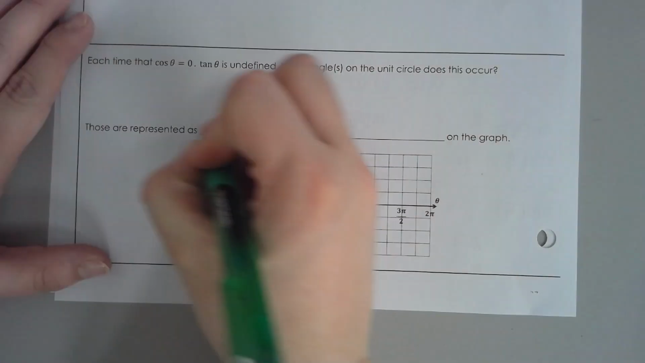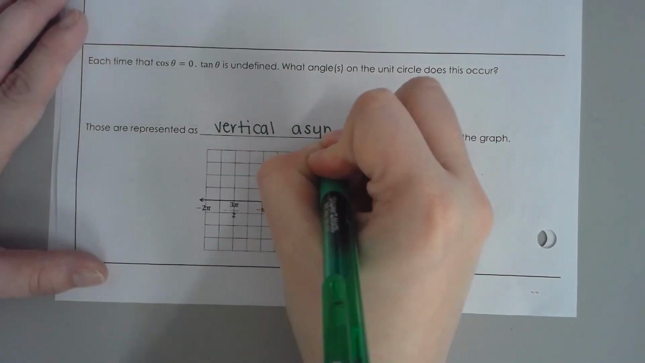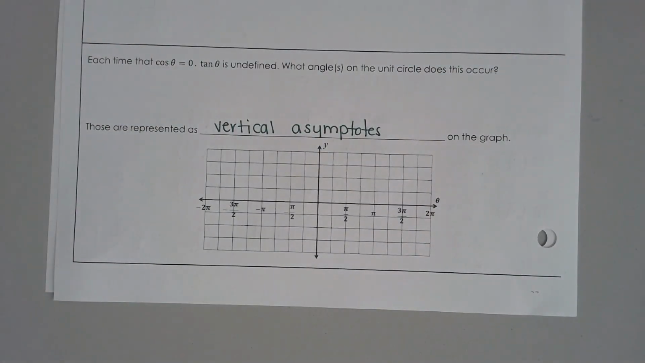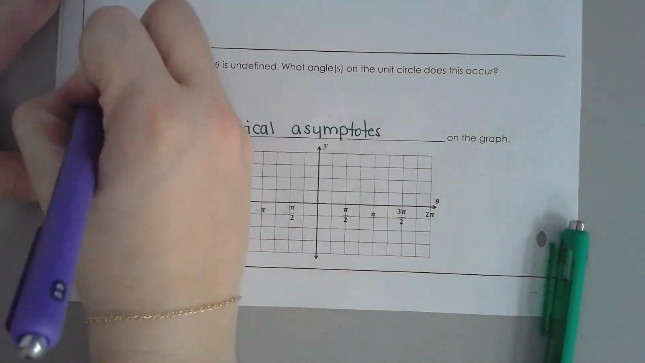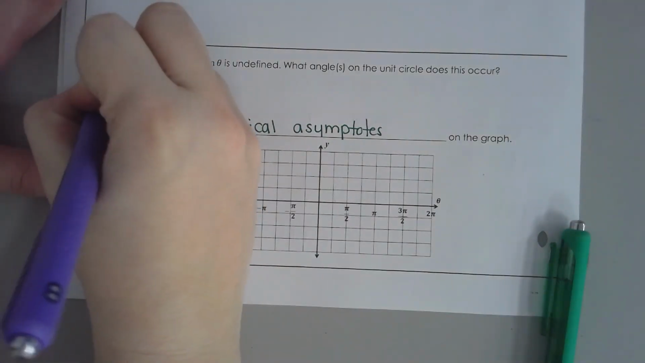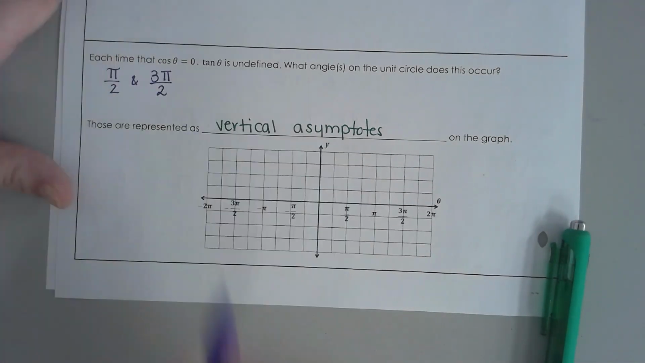So let's go ahead and fill that in here. Vertical asymptotes. And so we know with just normal tangent, that's going to happen at the angle that's straight up or the angle that's straight down. So what are those 2 radian measures? The one that's straight up, the one that's straight down, on the unit circle. It's pi over 2 and 3 pi over 2. So pi over 2, 3 pi over 2, it's going to be a vertical asymptote.